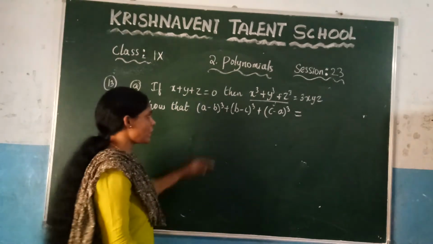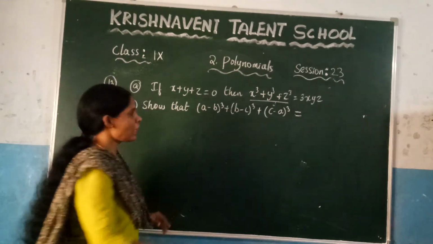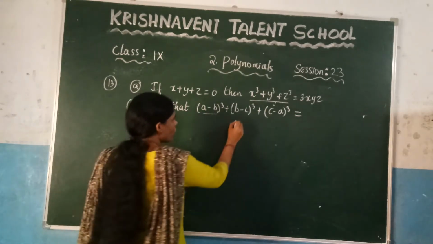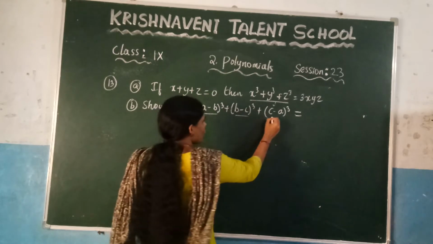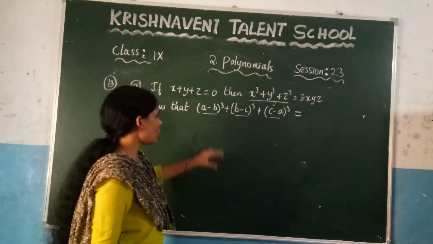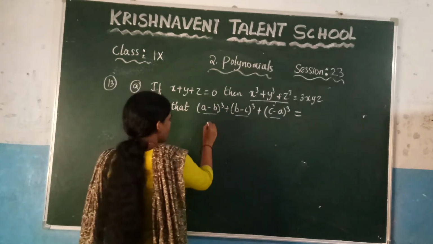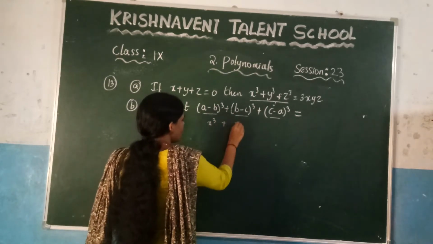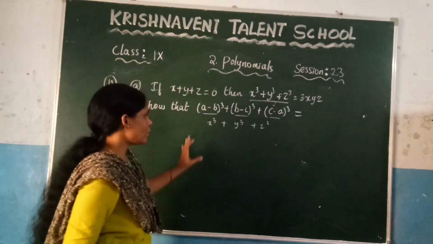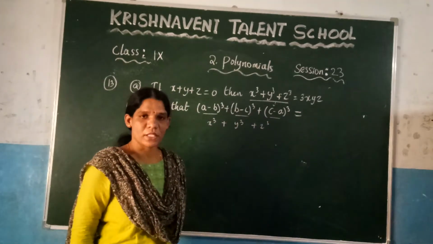If you compare this one, what is the value of x here, which is nothing but a minus b, right? And what is the value of y? b minus c. And what is the value of z, which is c minus a. So it is in the form of x cube plus y cube plus z cube. And just check whether x plus y plus z is equal to 0 or not.